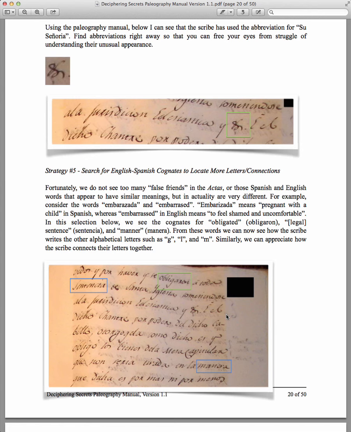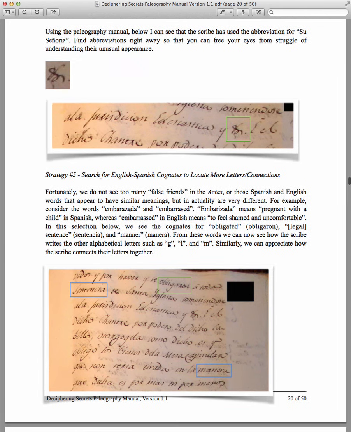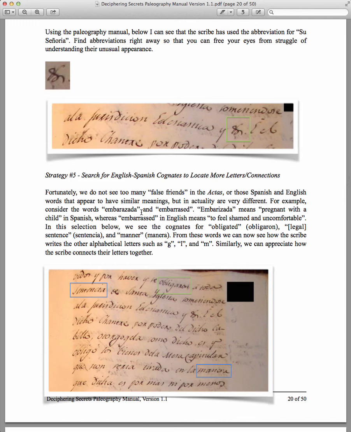So fortunately, in the actas capitulares, we do not see a lot of what we would call in English false friends. Those are those Spanish and English words that appear to have similar meanings, but in actuality are very different. For example, and so my mother is a retired Spanish teacher.